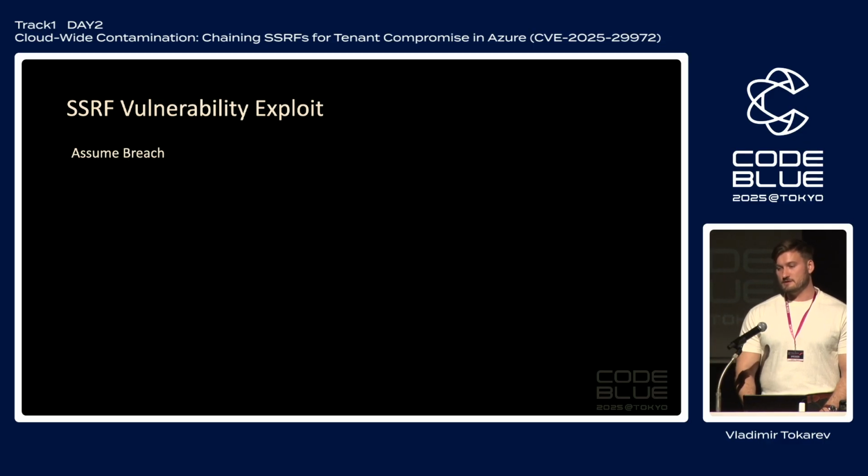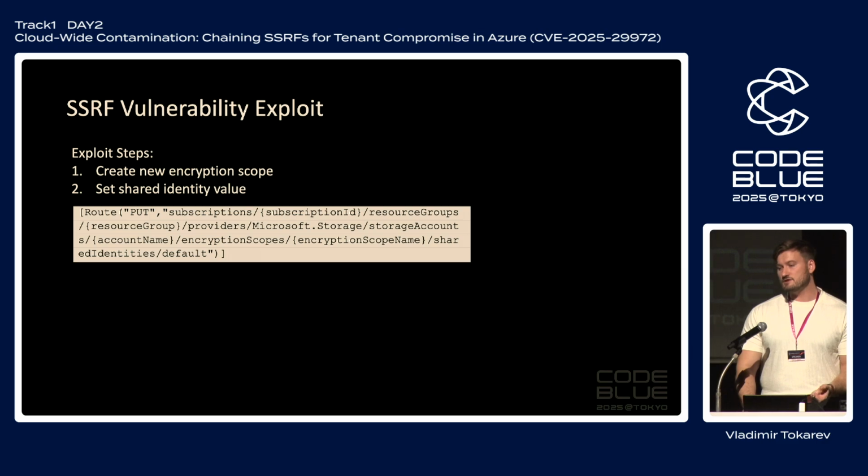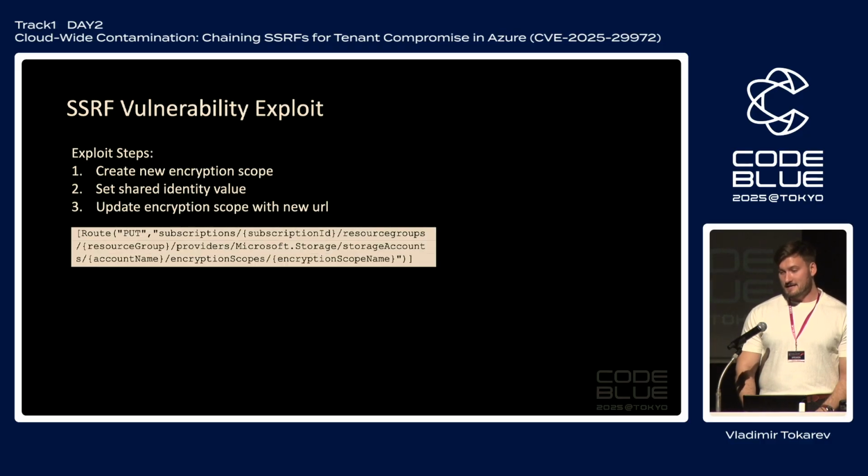So let's assume a breach for a sec. Let's say the flag is on. Now, what will the actual exploit look like? First, we'll need to create a new encryption scope with a PUT request. Then we'll need to set the shared identity value. We'll need to set the default value such that every encryption scope will use it by default. Then we'll need to update the new encryption scope we created with this shared value.